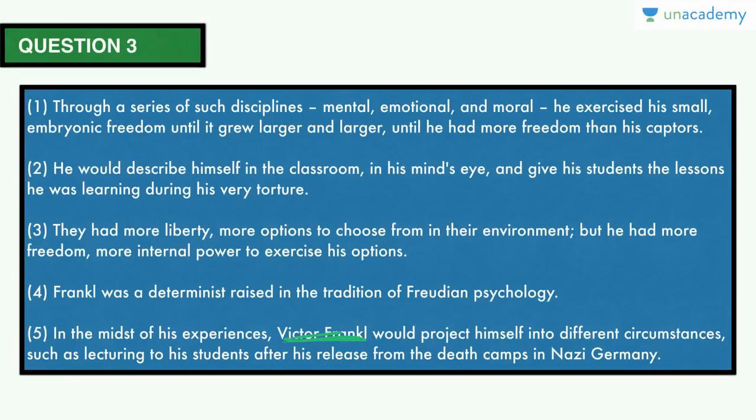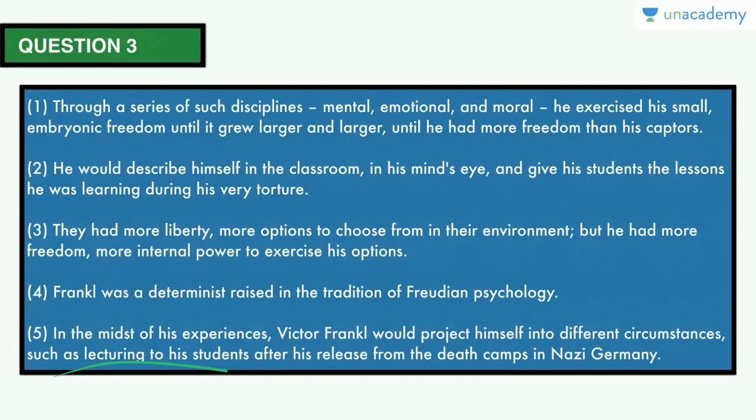Clearly, we would start off with sentence 5, because this is the only sentence which introduces Viktor Frankl. As we checked in the series on para jumbles, you'll start off with sentence 5 instead of sentence 4. You will mention the full name first rather than just the surname. So, assuming that we start off with sentence 5, let's read it out once more: in the midst of his experiences, he would project himself into different circumstances, such as lecturing to his students. So we are talking about how Frankl was projecting himself into different circumstances.